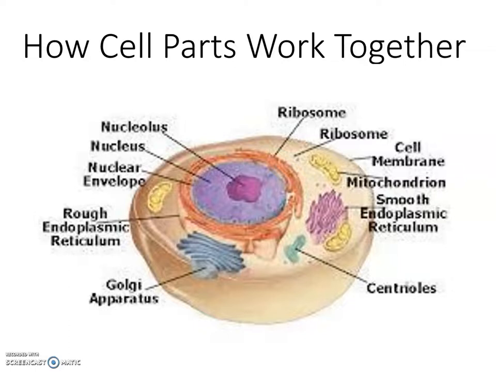By this time, you should have learned how all the cell parts work, what each of them does, and generally what they look like. Now we need to talk about how they actually work together to make things happen inside of a cell.